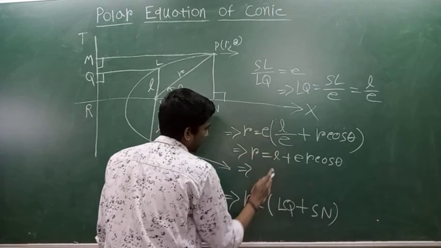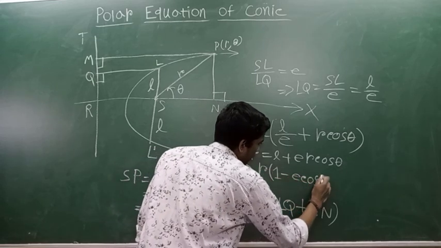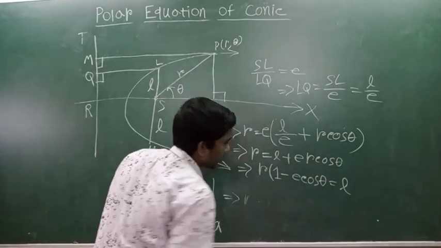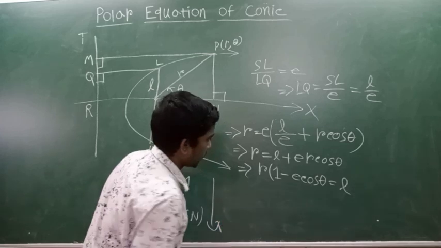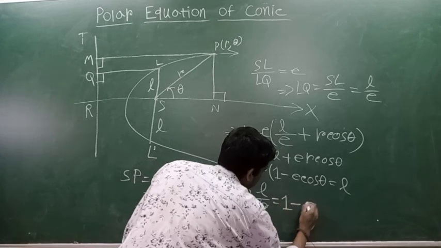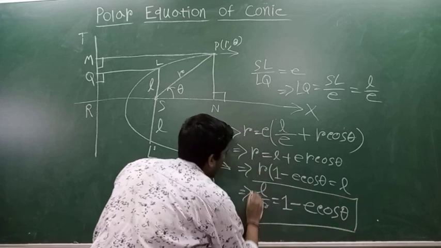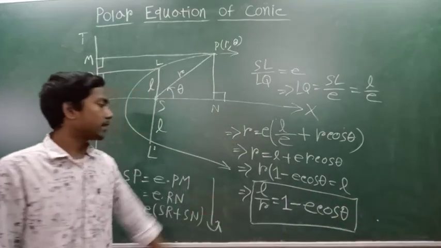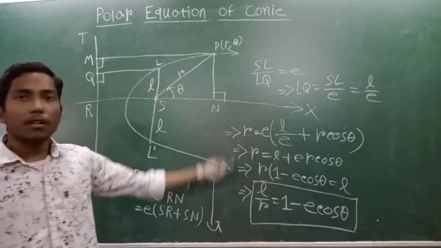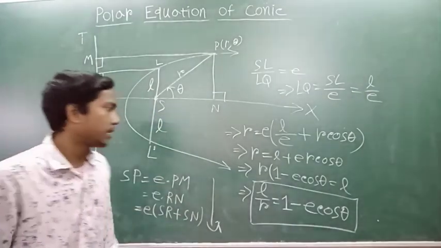Which implies if we take this side and take r common, then r into (1 minus e cos theta) is equal to l, which implies l by r is equal to 1 minus e cos theta. So this is the required equation of conic. This is the equation of conic in polar form whose eccentricity is e. Now depending upon the value of e, we will find whether this is an ellipse, hyperbola, parabola, etc.